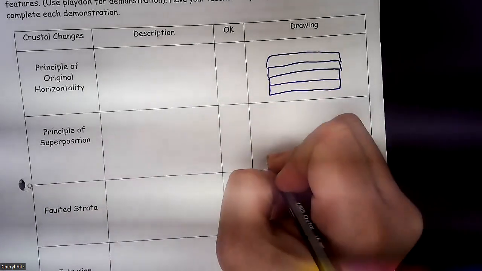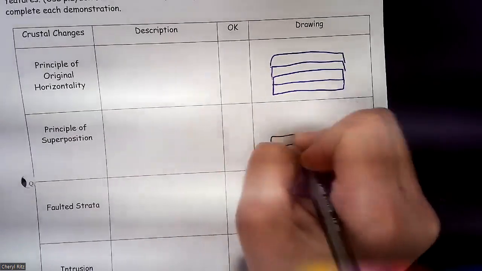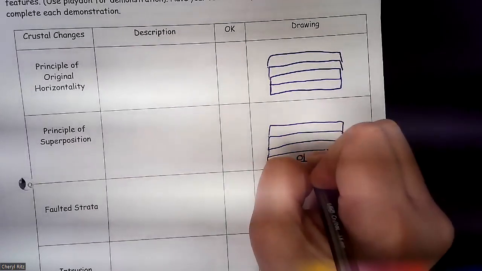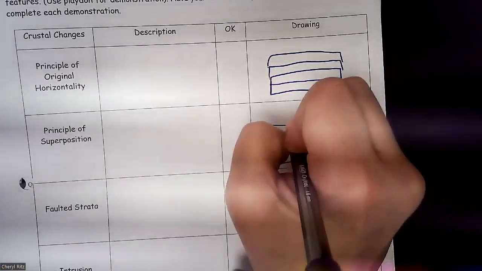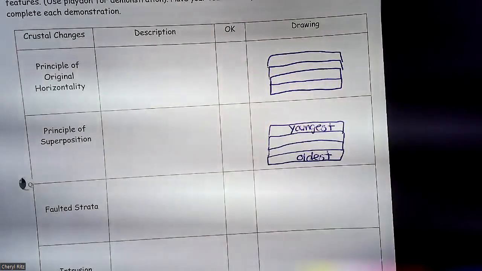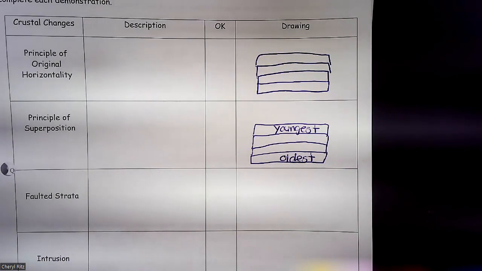So then with principle of superposition, again, that's a super easy concept that says when there are layers, the oldest is on the bottom and the youngest is on top. So it should, again, still be basically the same picture, just with a couple of labels. So if your picture doesn't have labels, add that.